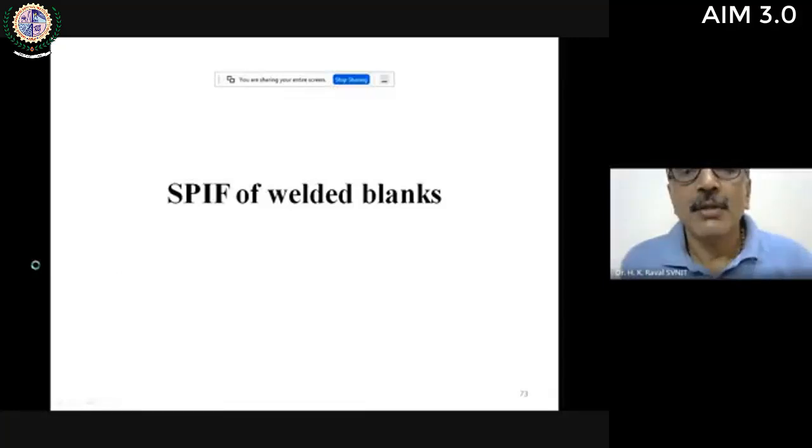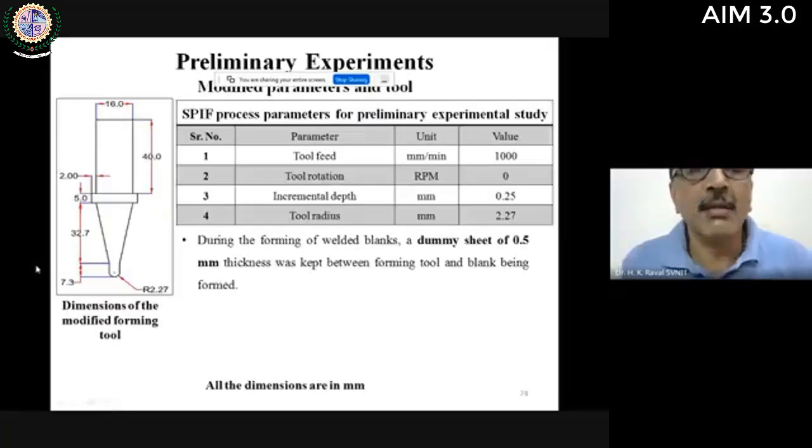So we did some explanations again. I'm just skipping these slides to make up for our lost time. These are the few explanations that we have conducted. This is the shape of the tool we have used. A hemispherical tool was used to carry out the controlled tool path rotation.